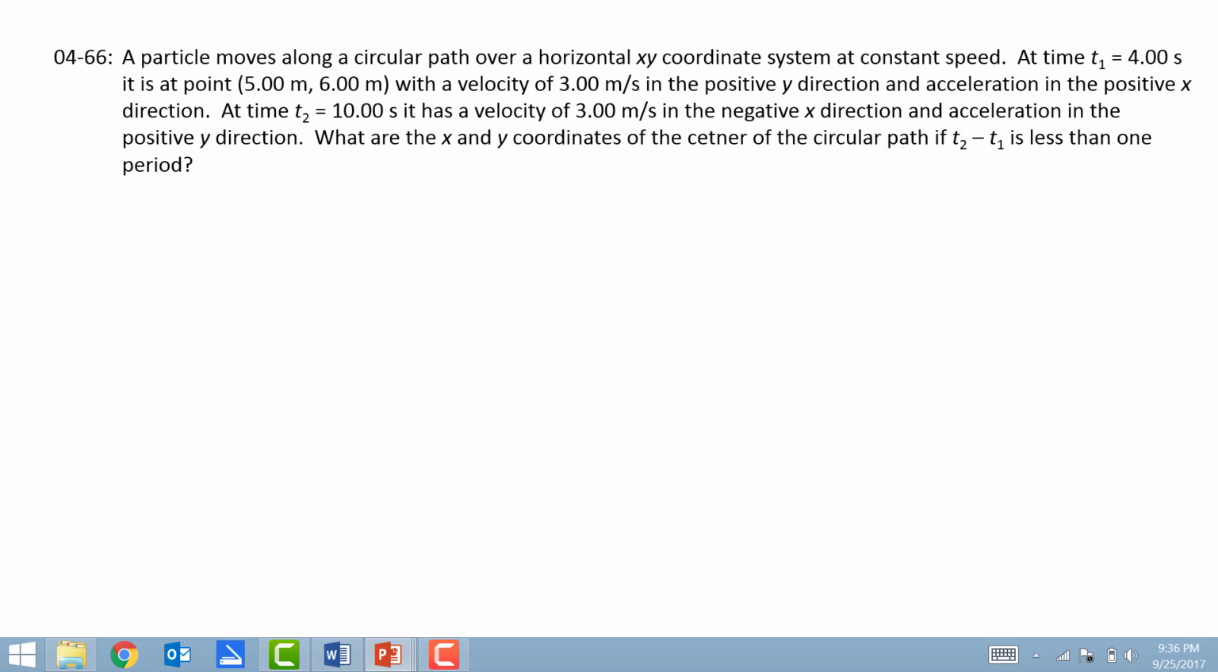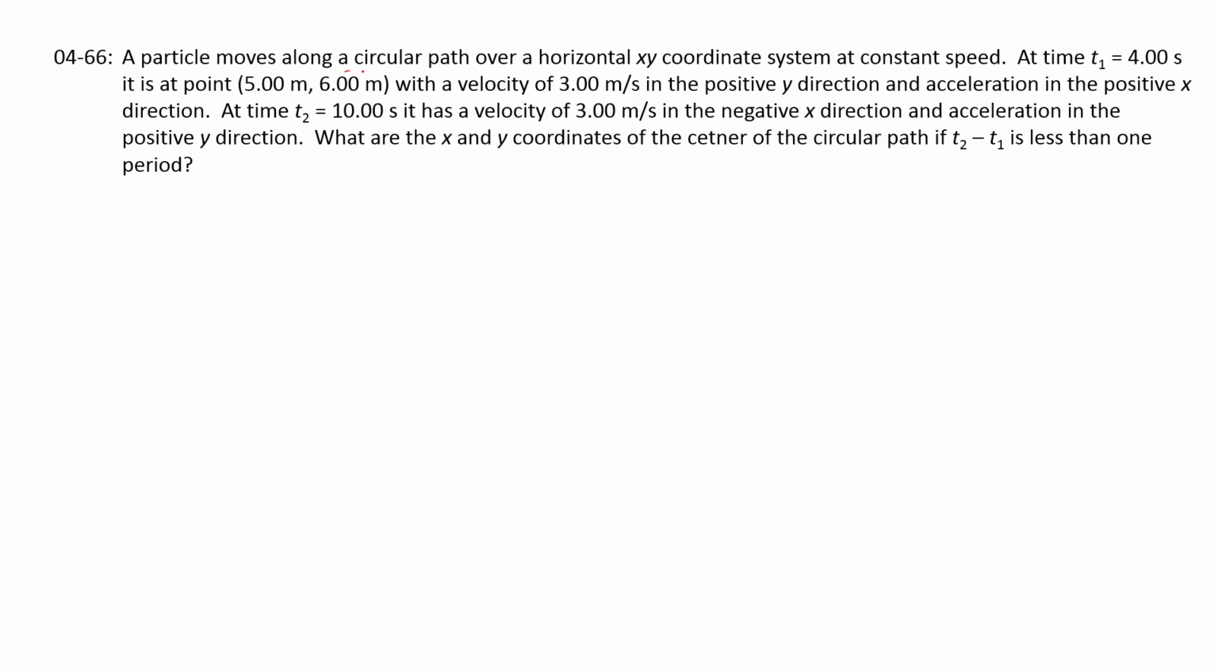So what do we know? We're told that the particle is moving along a circular path, on the xy plane, at constant speed, so that means it's uniform circular motion. Then we're told at one particular instant where the object is and what its speed is. And then we're given some more information sometime later, at t equal to 10 seconds.